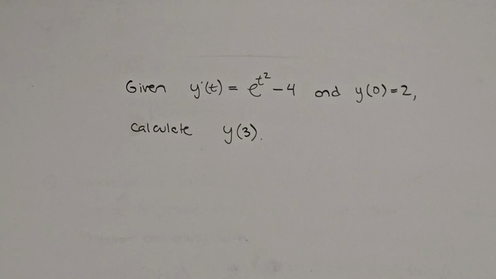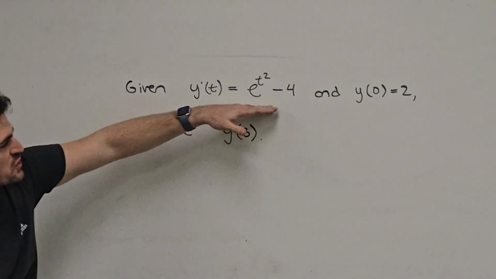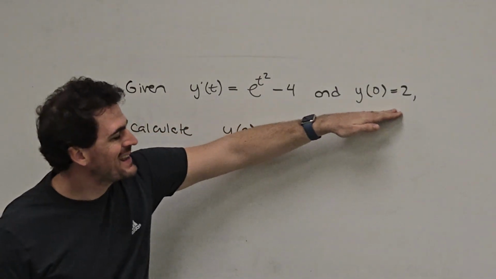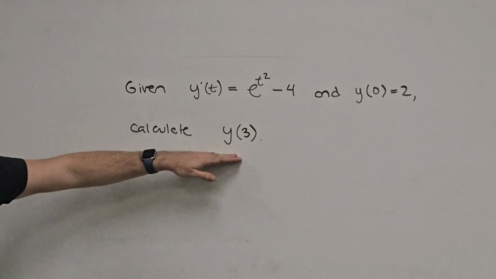So this says, given y prime of t equals e to the t squared minus 4, and y of 0 equals 2. So you're given a derivative, you're given an initial condition, calculate y of 3.